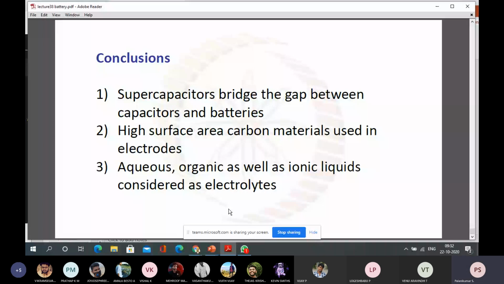In what way is it different? Comparatively high energy density can be stored in a supercapacitor, and it can charge and discharge very quickly, faster than a battery, from seconds to minutes. Whereas a capacitor can charge and discharge in milliseconds to microseconds.